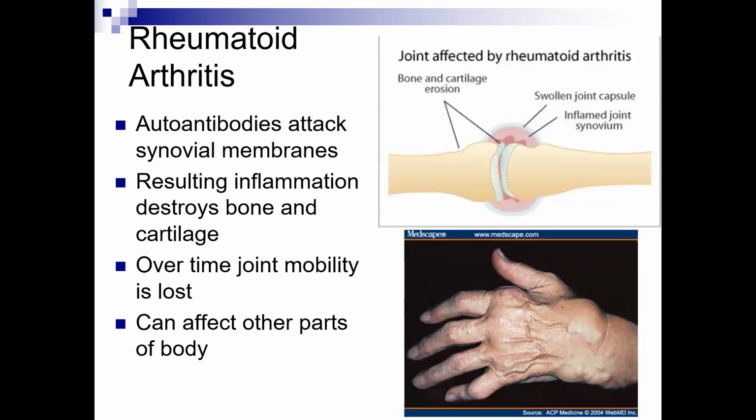We have rheumatoid arthritis. Autoantibodies attack the synovial membranes, which results in the destroying of bone and cartilage. And then over time, you lose joint mobility. You can see this hand down there. It looks really uncomfortable. It can also affect other parts of the body, but it usually starts in the hands. There's also a juvenile version that kids can get, and it does affect women 3 times more.